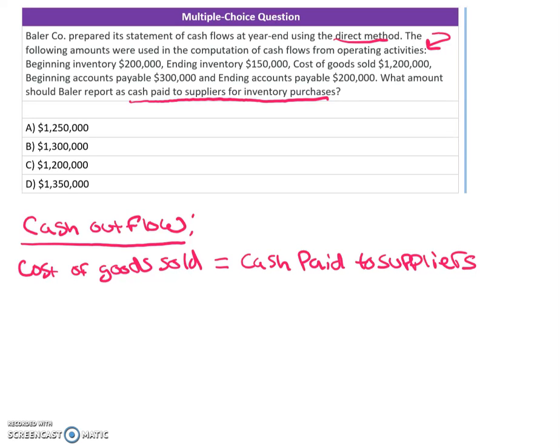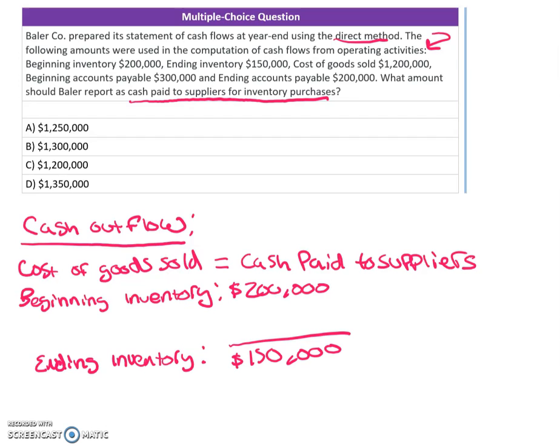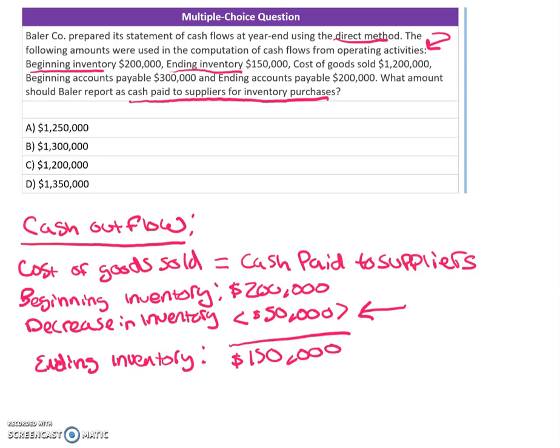Generally speaking, inventory items are always going to be associated with our cost of goods sold account on the income statement. So we could calculate this by taking our beginning inventory and determining how much new cost we have. So we know that our beginning inventory was $200,000 and our ending inventory was $150,000. So that tells us what? That tells us we have a decrease in inventory of $50,000. Okay, so that's going to be the first thing that we need to know.